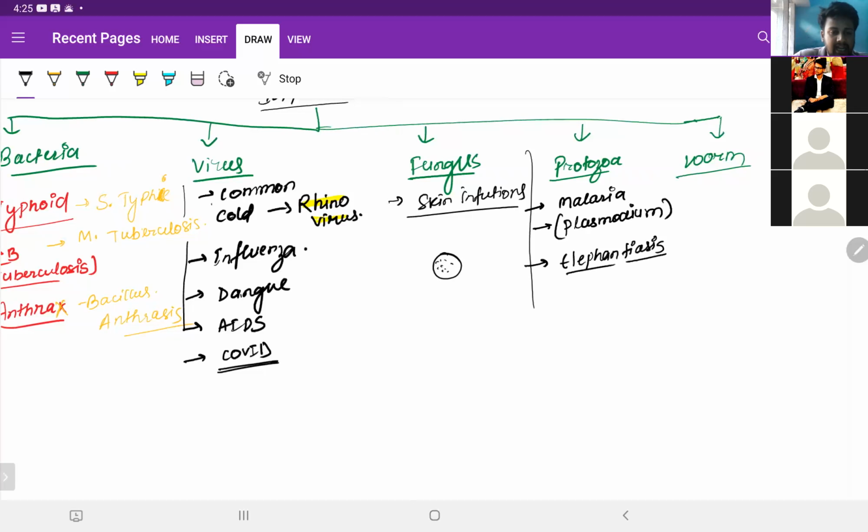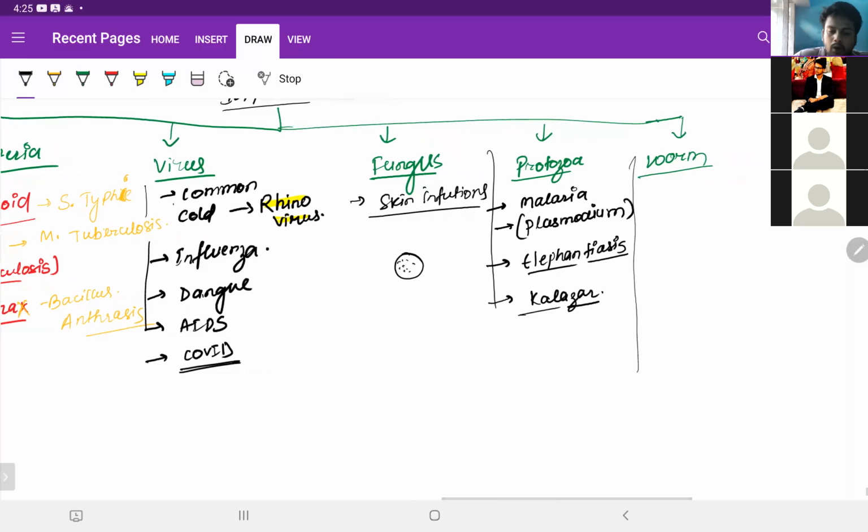In this, the leg of the patient swells up, and it swells to become so large that it starts appearing like the foot of an elephant. So that's why it is called elephantiasis, right? Or kala azar. Kala azar. Okay. Right. So these are the diseases caused by protozoa, and there are certain worms like roundworm, right?